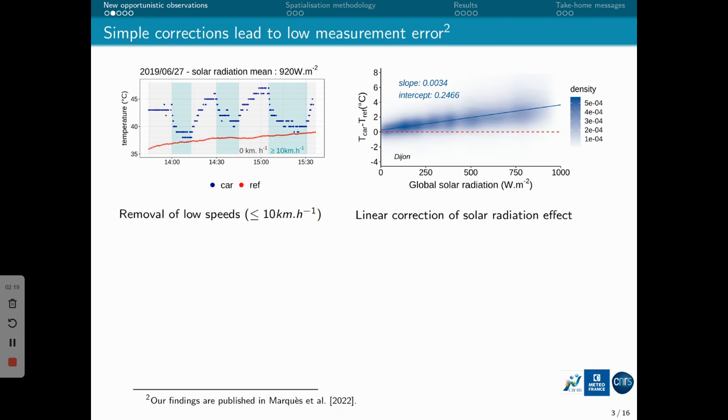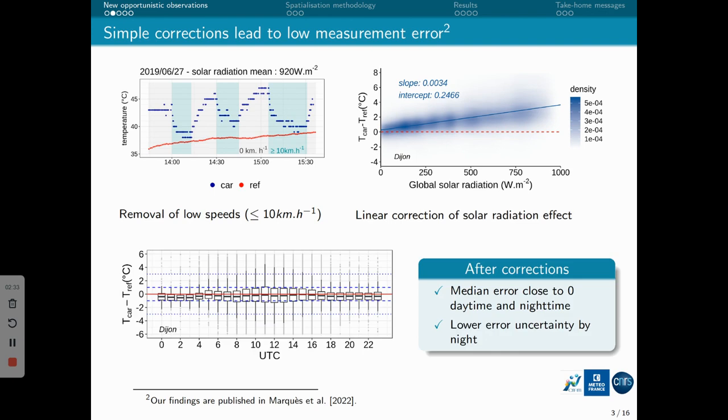But surprisingly, it was very simple to correct this bias. It was just a linear relation between the air temperature error and the solar radiation. And so when we do the corrections, you can see that there is a very small error between the car temperature and the air temperature measured by meteorological stations. So this was done in 2 cities where there was a network of urban stations. So we are pretty happy with this type of data and really use it.